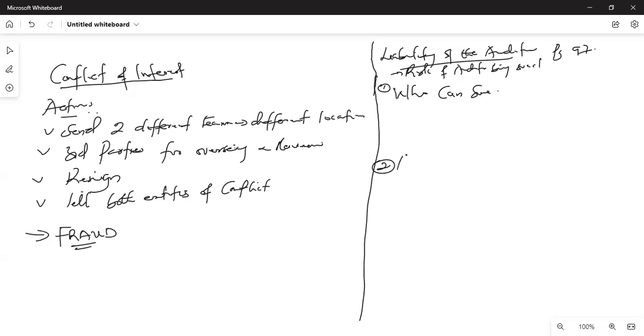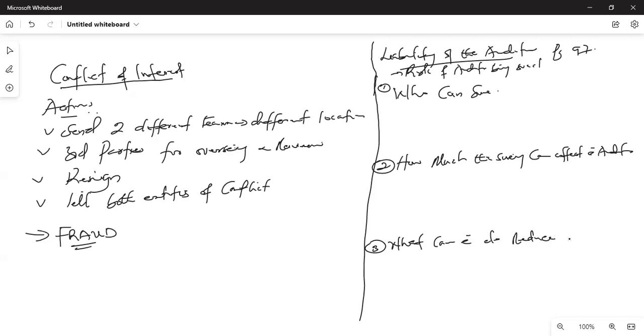We look at number two: how much the suing can affect the auditor? Then lastly, we talk about what the auditor can do to reduce the liability. To reduce the liability.